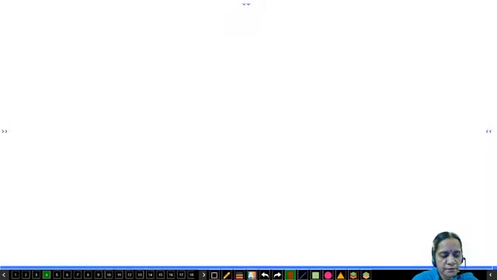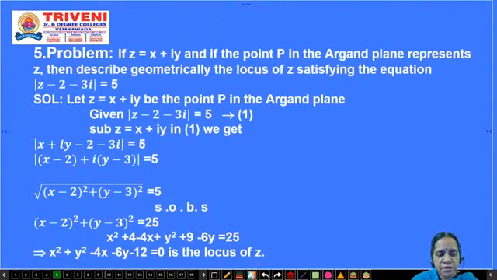Okay, and then the next problem: if z is equal to x plus iy and if the point P in the Argand plane represents z, then describe geometrically the locus of z satisfying the equation mod of z minus 2 minus 3i is equal to 5. All of you know that the value of z is equal to x plus iy. We have to substitute the value of z here. Then z is equal to x plus iy, any point on the Argand plane, given mod z minus 2 minus 3i is equal to 5. Substitute the value of z here. What do we get here?